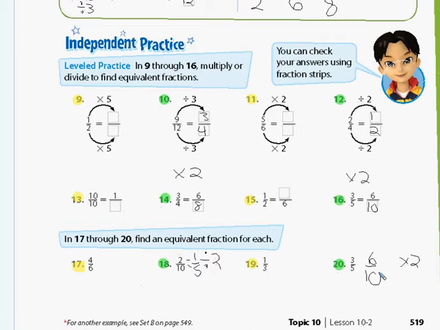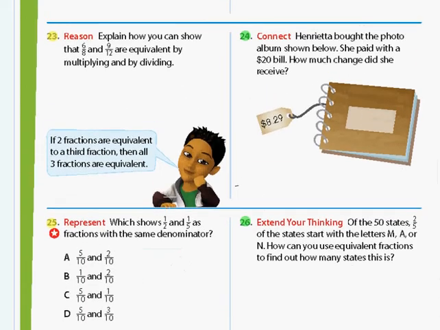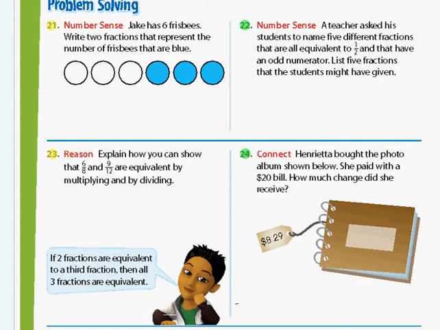Let's go ahead and look at the back page now. Problem number 22. A teacher asks his students to name 5 different fractions that are all equivalent to 1/2 and have an odd numerator. List 5 fractions that the students might have given. So they're equal to 1/2. I'm just going to go ahead and write my numerators down because they say they had to be odd numerators. So I'll go with 3, 5, 7, 9, and 11.